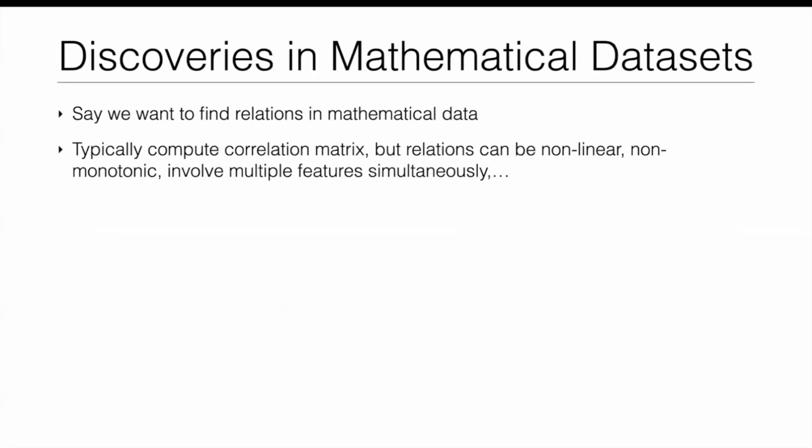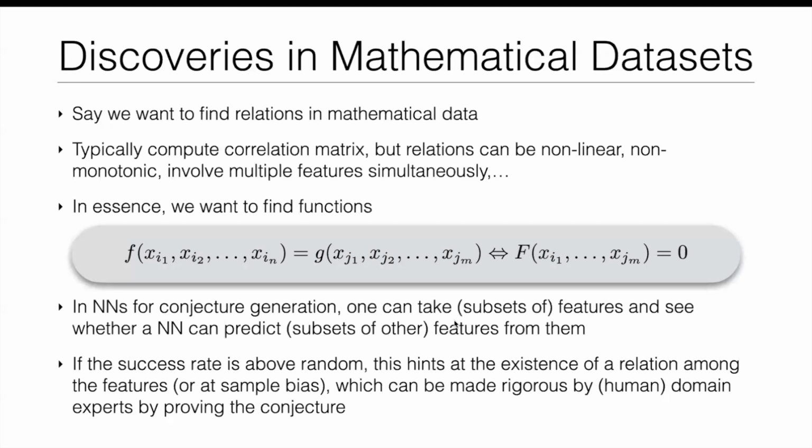And more generally, the question you're asking is, you're given a mathematical data set, you're just given a collection of data, and you're asking, is there a relation between these data? So essentially, we want to find some functions f and g, such that if I apply f to some of the data, it equals some other function g applied to some other subset of the data. Or if I bring g to the other side, I could write this as f minus g is equal to 0, and I call this the capital function F.